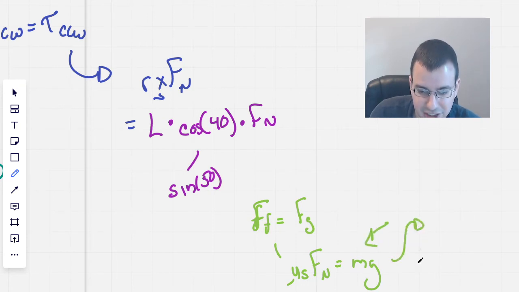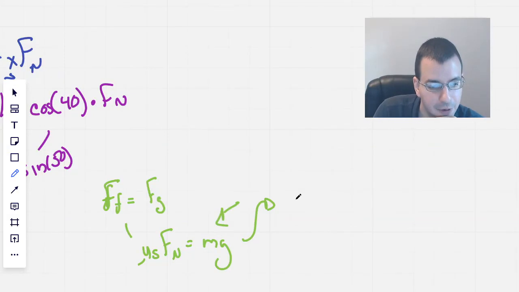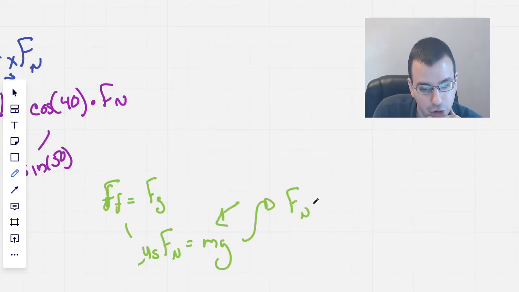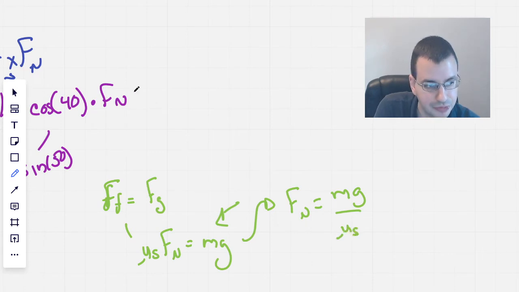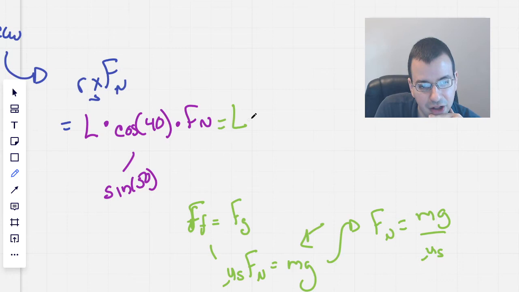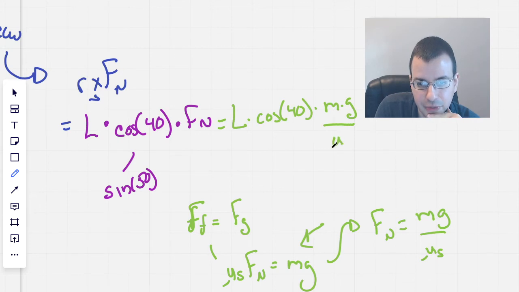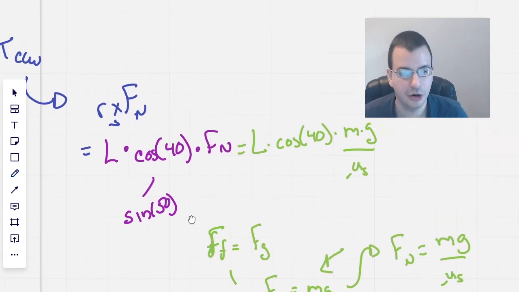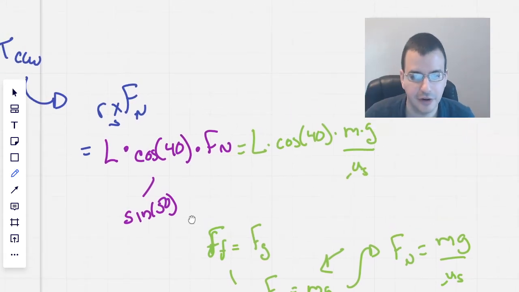So rearranging this, I know, many arrows. So we know that force normal equals mass times gravity over mu static. So we can replace this up here. We get L times cosine of 40 times mass times gravity over mu static, static coefficient of friction.